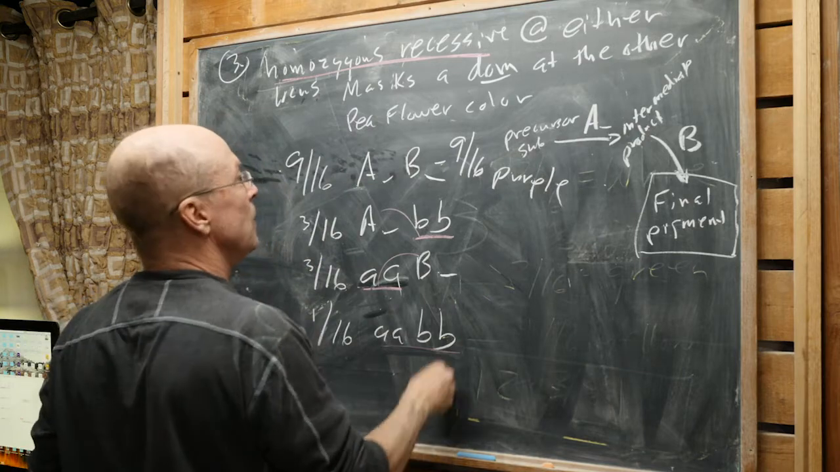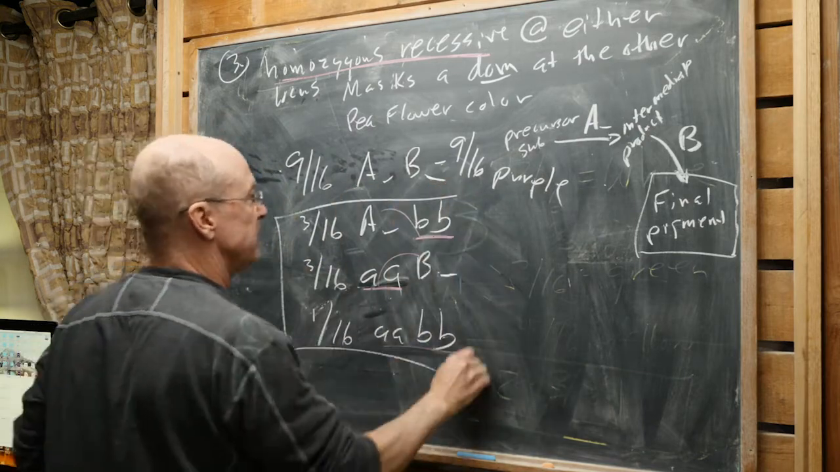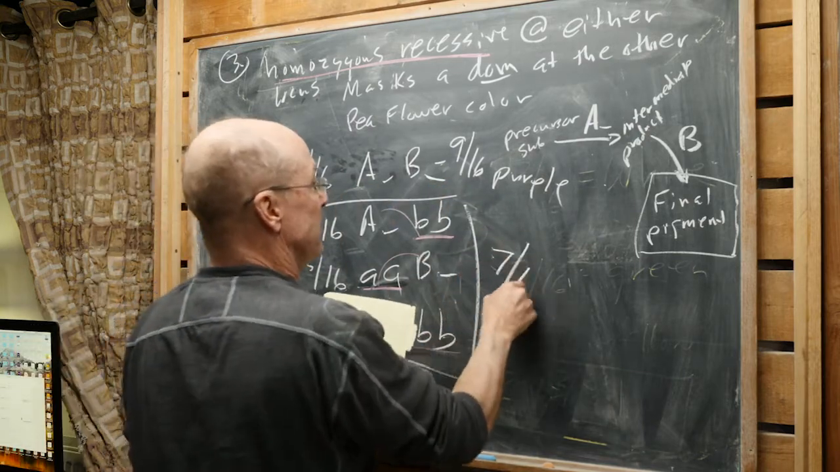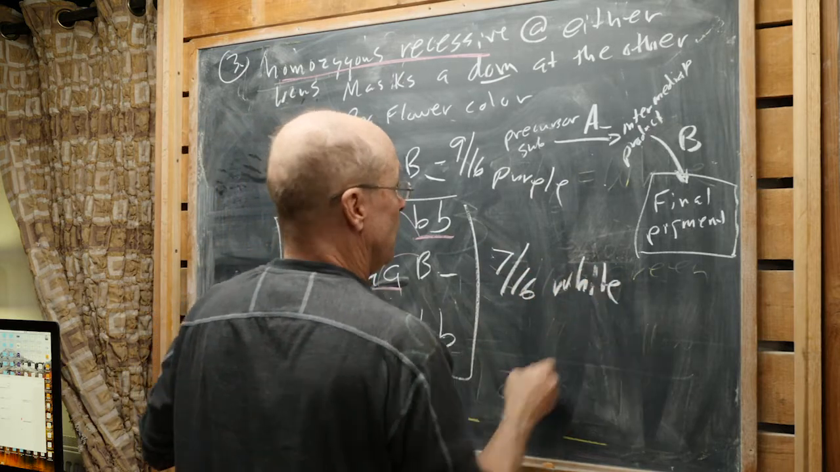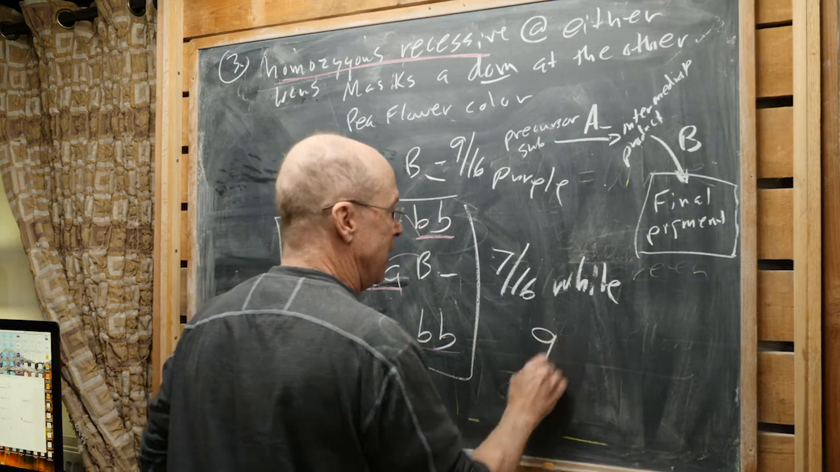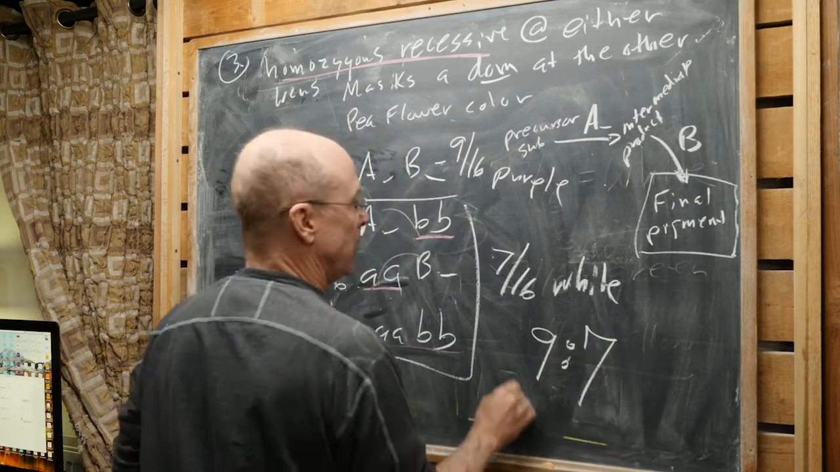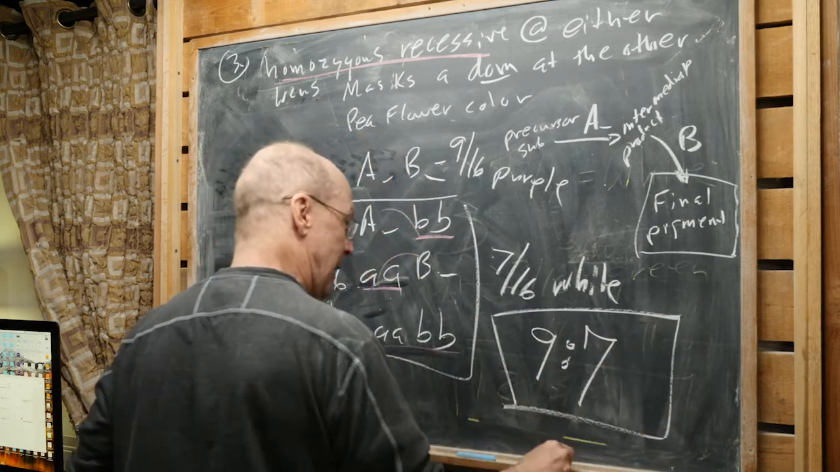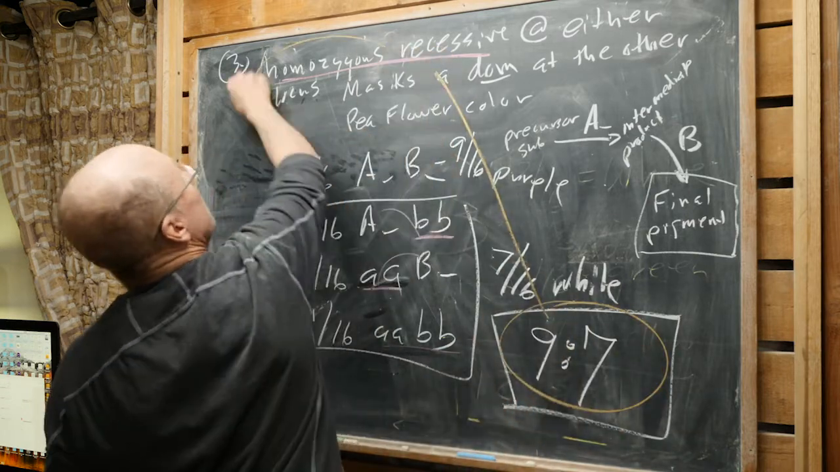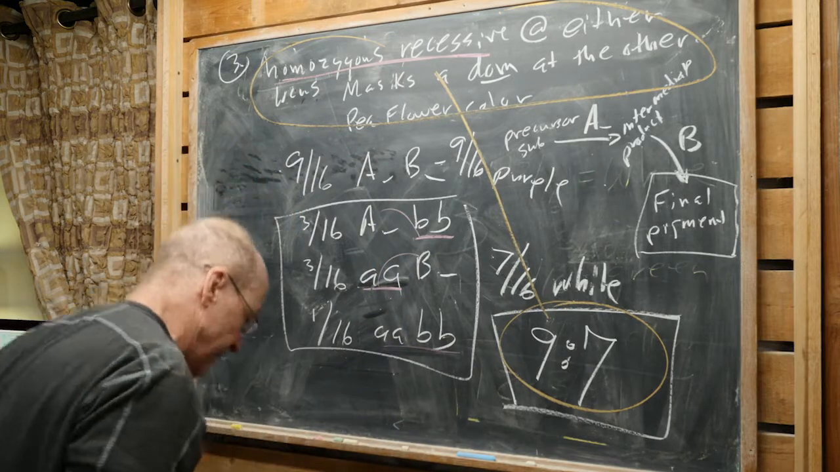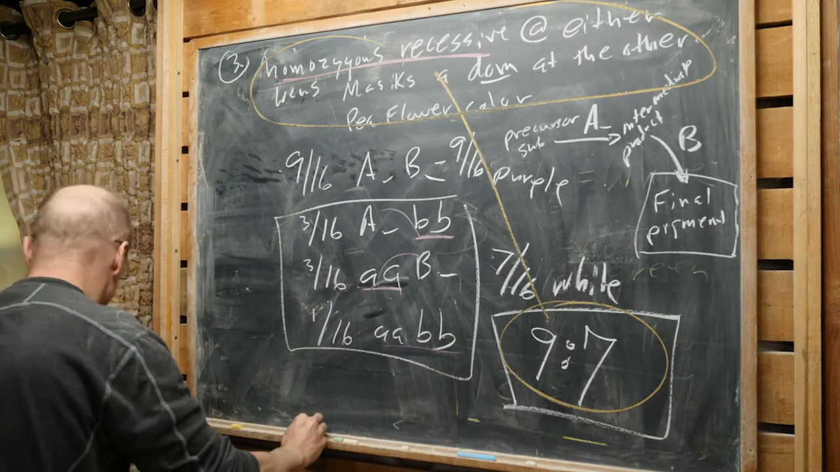And then all of these together, 7/16 will end up being white. This is a 9:7 phenotypic ratio, and it is characteristic of this type of epistasis. So there you have it. Wow.